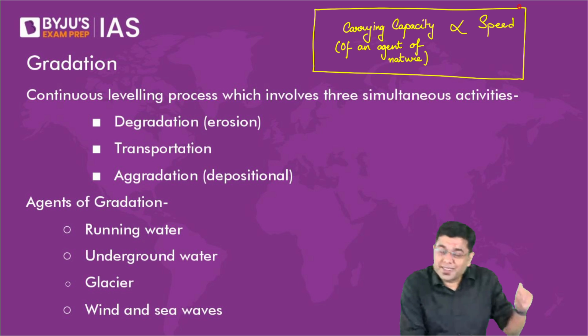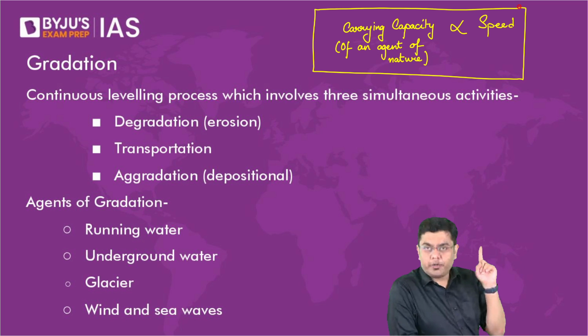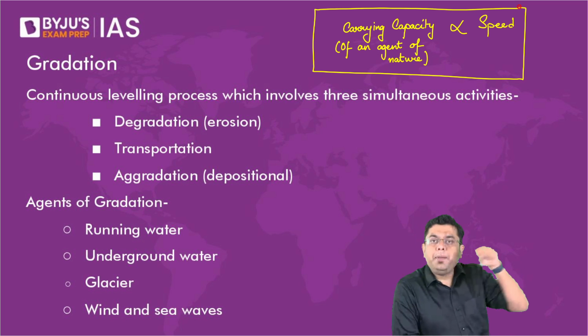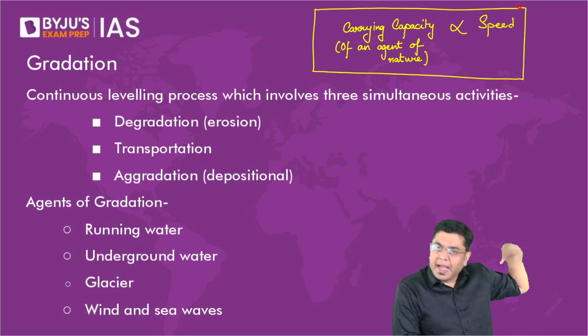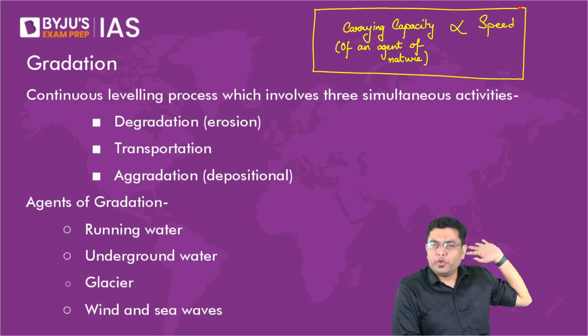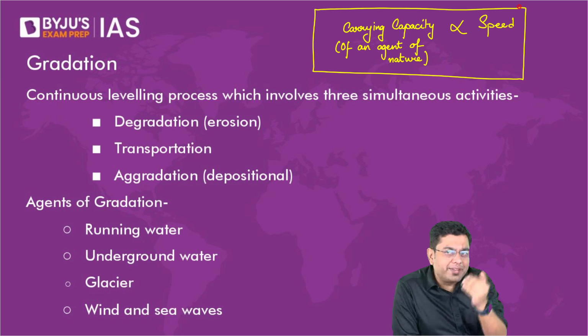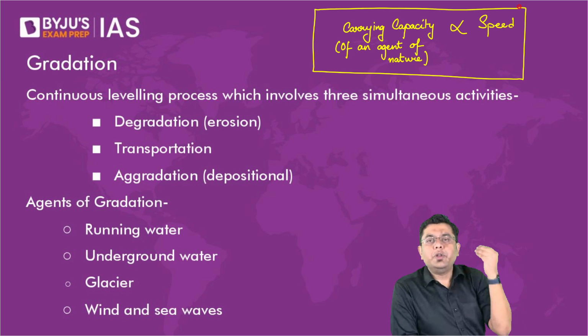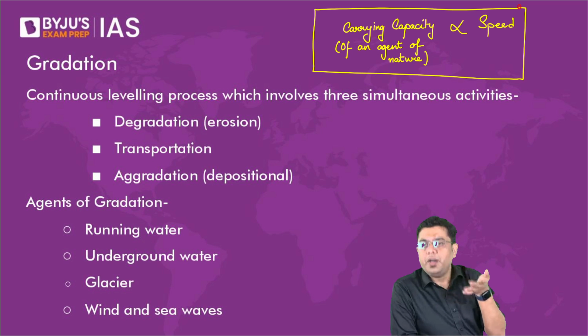So, the faster the movement of any agent of nature, the greater will be its carrying capacity, and for larger distances it will carry those materials. As soon as the speed reduces, it will start dropping them, it will start depositing them.